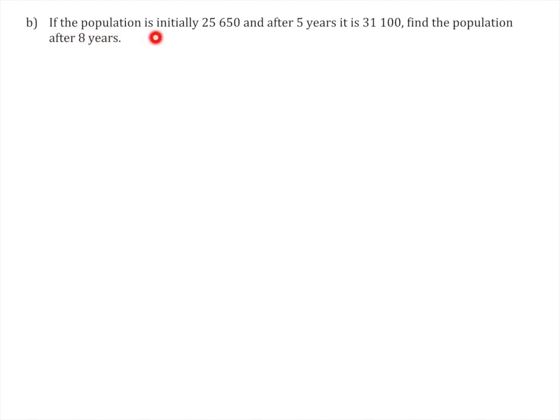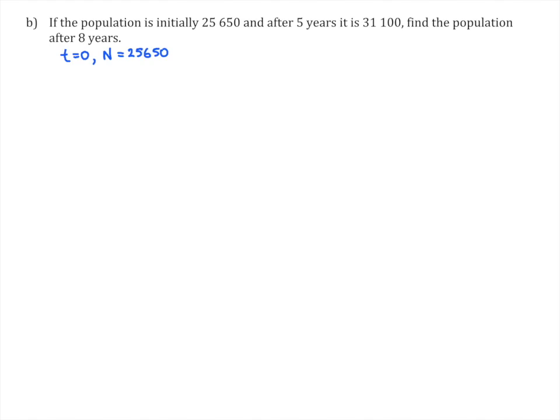If the population is initially 25,650, I'm not even going to keep going. I'm going to pause there for a moment. I'm going to write this down. Initially is at time equal to 0. So at time 0, our population is 25,650. That's what the question is actually telling us initially.